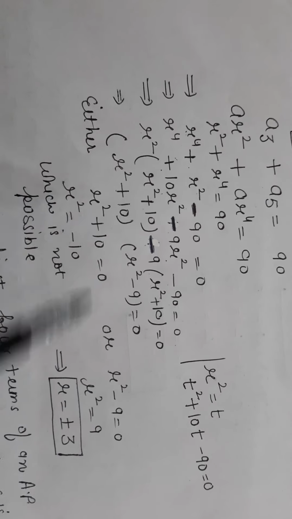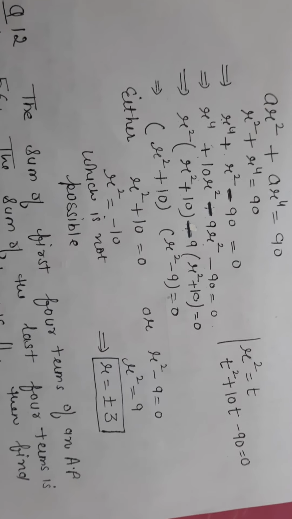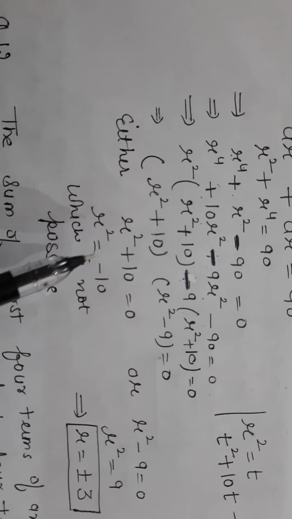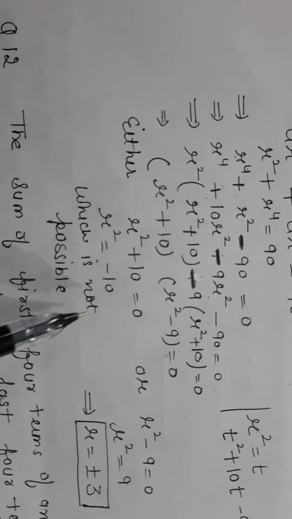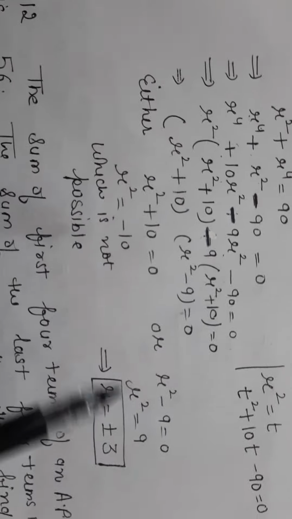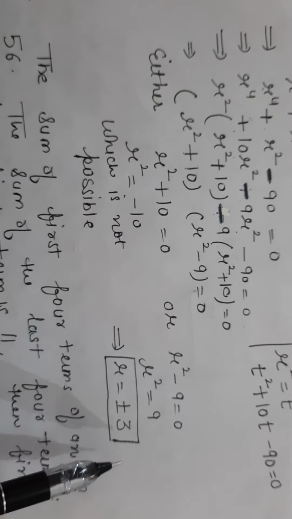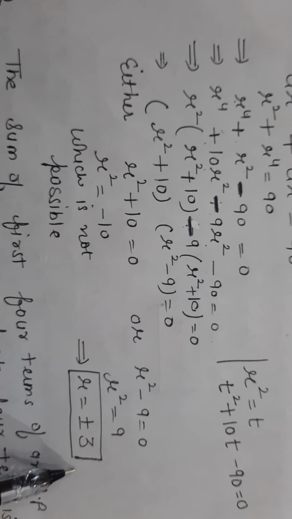We have the multiplication of two factors equal to 0. Either the first is 0 or the second. If first is 0, you will have r square is equal to minus 10, which is not possible because r is a real value. So you will have r square equal to 9 or r is equal to plus minus 3. So the common ratio in this question is either plus 3 or minus 3.